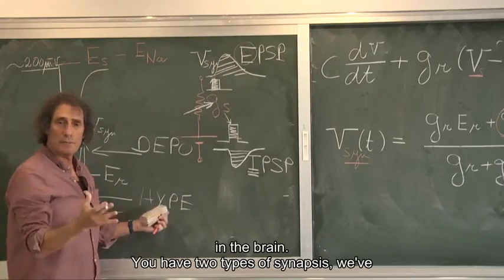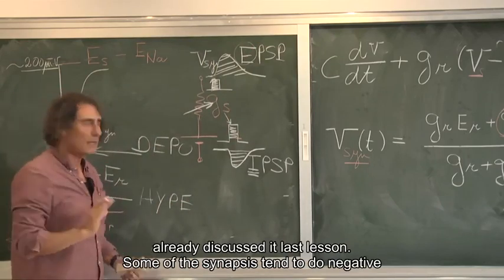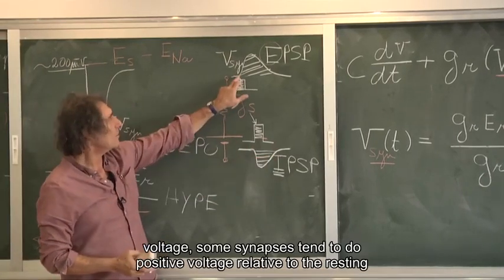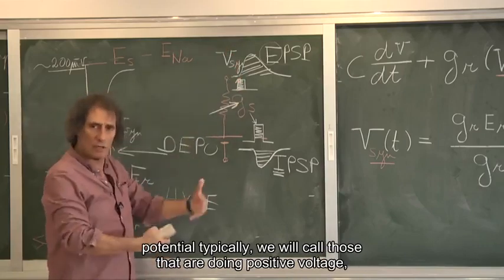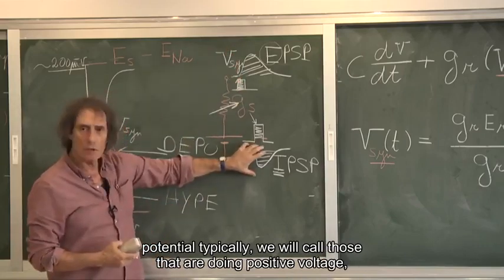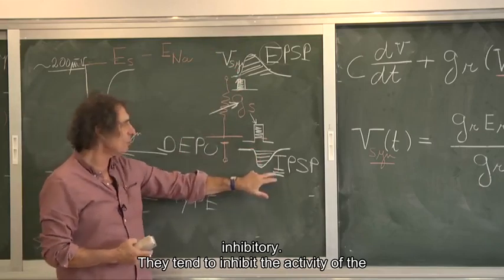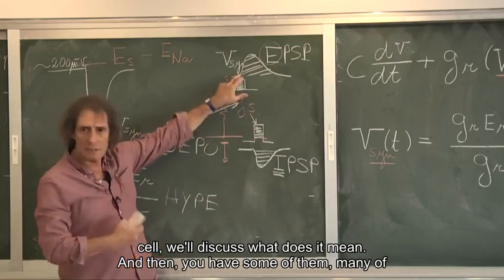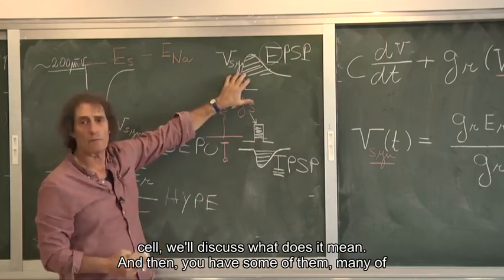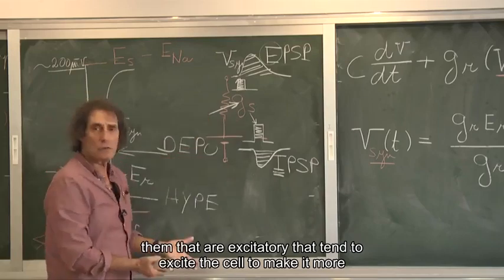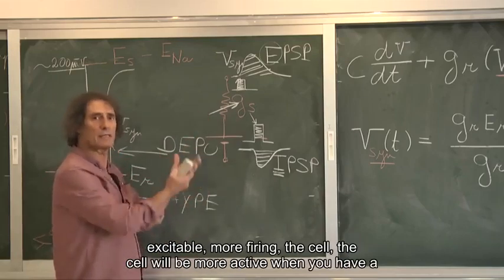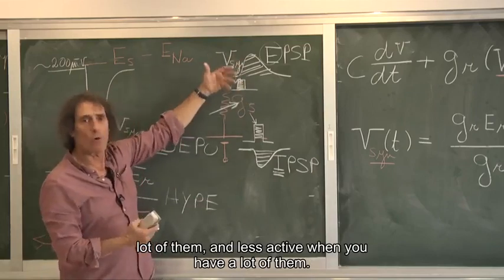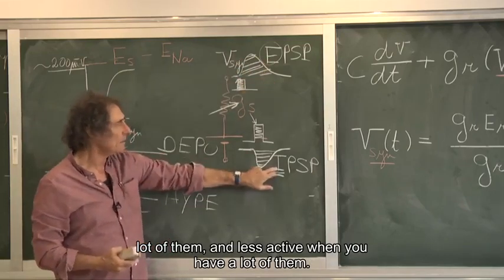And these are the two synaptic potentials in the brain. You have two types of synapses. We already discussed it last lesson. Some of the synapses tend to do negative voltage. Some synapses tend to do positive voltage relative to the resting potential. Typically, we will call those that are doing negative voltage inhibitory. They tend to inhibit the activity of the cell. We'll discuss what it means. And then you have many of them that are excitatory, that tend to excite the cell, to make it more excitable, more firing. The cell will be more active when you have a lot of them and less active when you have a lot of the others.